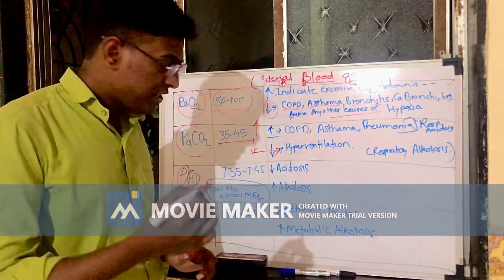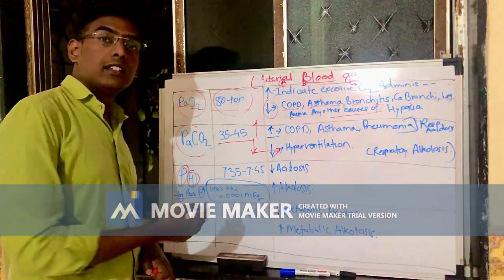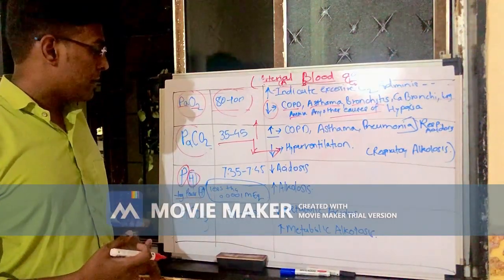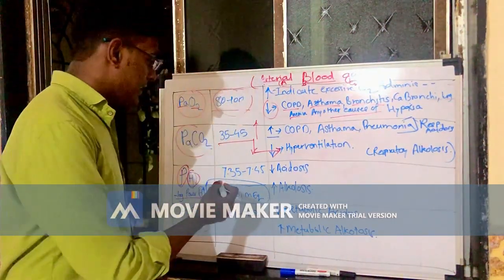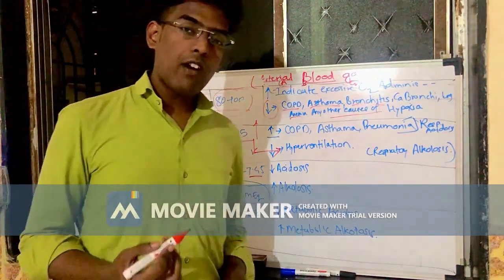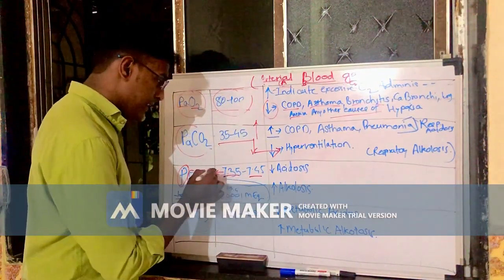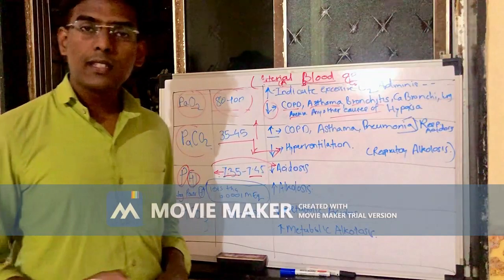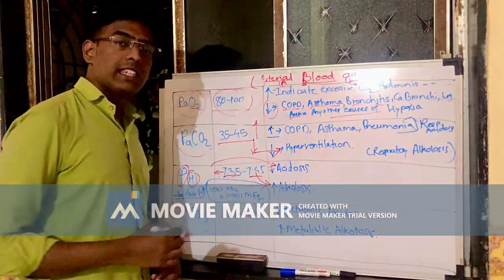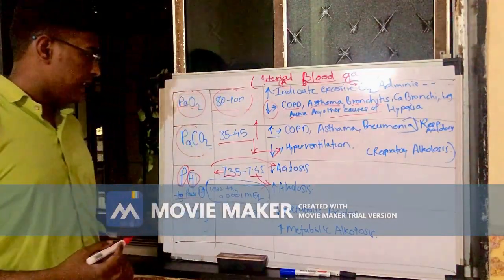So if a small change in the hydrogen ion occurs, what will happen? The pH may change. So what is the normal range of blood pH? 7.35 to 7.45. If it decreases, what does it mean? If the pH is less than 7.35, we call it acidosis. And if the pH is more than 7.45, we call it alkalosis. So that is one thing, that pH is a very important component.